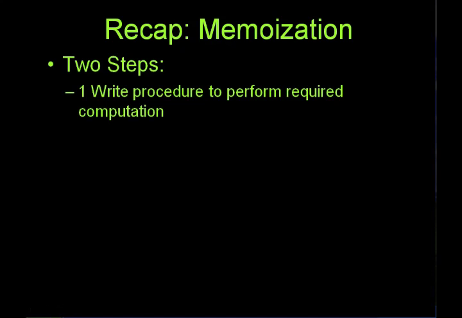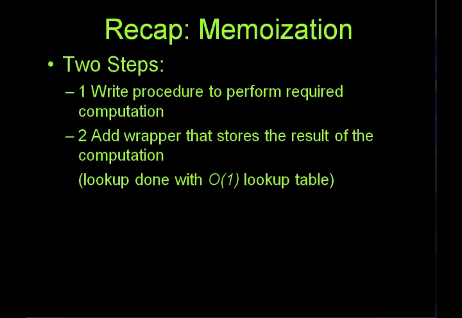Okay. So let's quickly do a recap of what we discussed last Friday. Memorize has two key steps. First is to write down the procedure to perform the required computation, which is a normal recursion. And then the next thing you do is add a wrapper that stores the result of the computation. You have some kind of thing like Fibonacci or whatever, and then it goes down. What you do here is add a wrapper. Typically you call f. Now you call something else, memorize f.